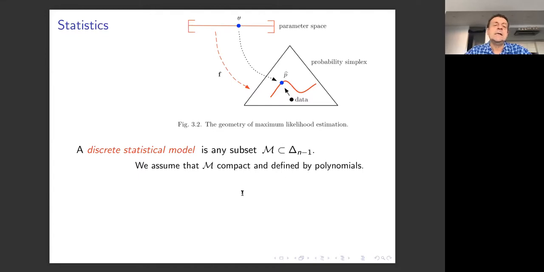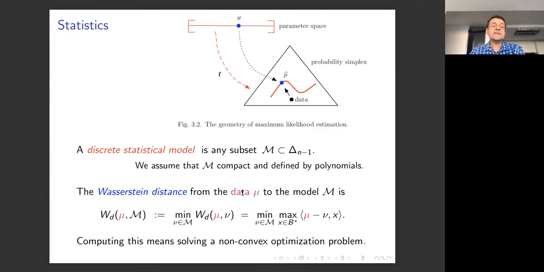So with that in mind, a discrete statistical model is any subset a priori of the simplex, but here in this talk, we assume that M is compact and is the zero set of some polynomials. Then the Wasserstein distance, given the data from the model, is simply the solution to this parametric linear program. I'm given a distribution, that's my data vector, that's now mu. Then the Wasserstein distance induced by D to the model is the minimum over all distributions mu in the model of the aforementioned quantity. So this is the distance I introduced 10 minutes ago.